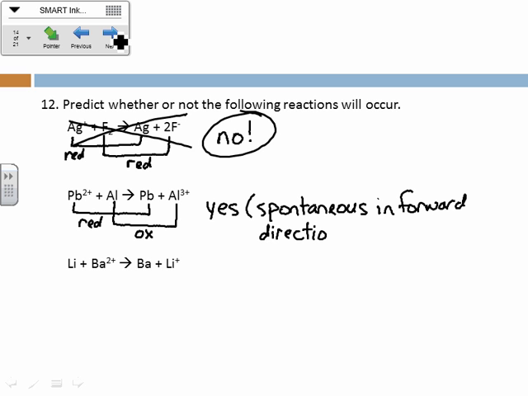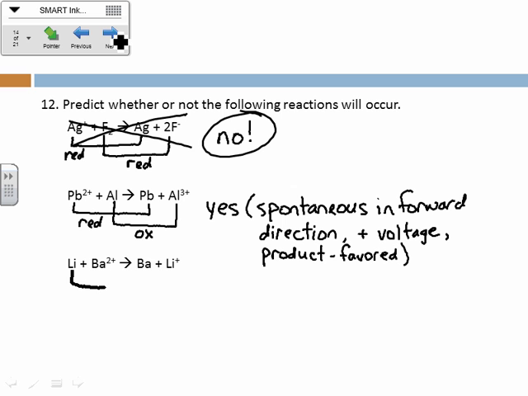Or, I guess for that matter, we could also put positive voltage. Or, if we're talking in terms of Le Chatelier or equilibrium, we could say product favored. You can use any of those terms really to explain, yes, this reaction is going to occur in the forward direction.